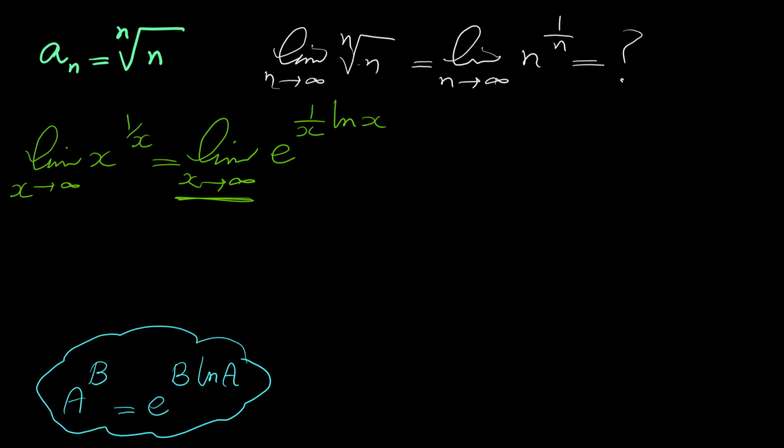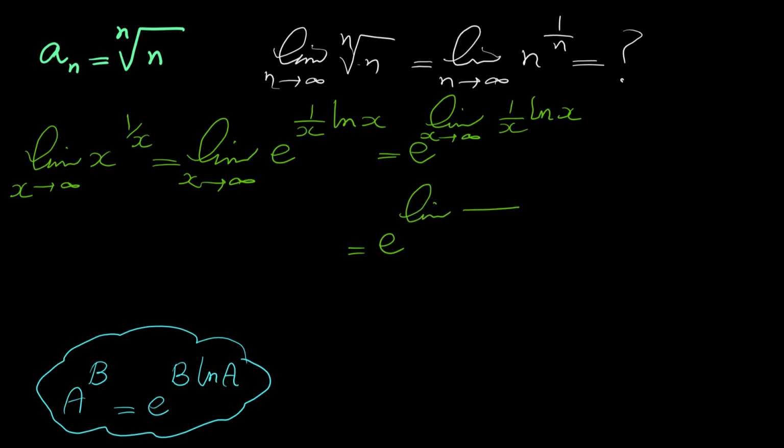Attention, x approaches infinity and only we have x here. So basically we have to find the limit over here because e is a constant. So I can rewrite this in the form of e to the power of limit x approaches infinity of 1 over x ln of x. Now for finding this limit, attention, we can write this as ln of x over x. ln of x times 1 is ln of x over x.